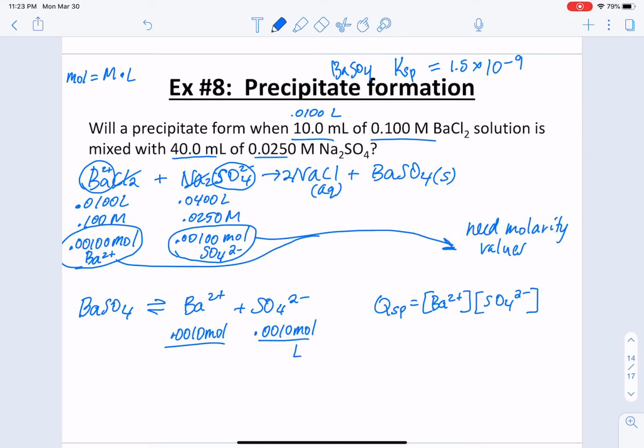Now what we need to do is figure out the new volume of the solution. So if you take a look at what we were told, it was 10 milliliters of barium chloride. It was 40 milliliters of sodium sulfate. So now my total volume of these two is 50 milliliters or 0.05 liters.